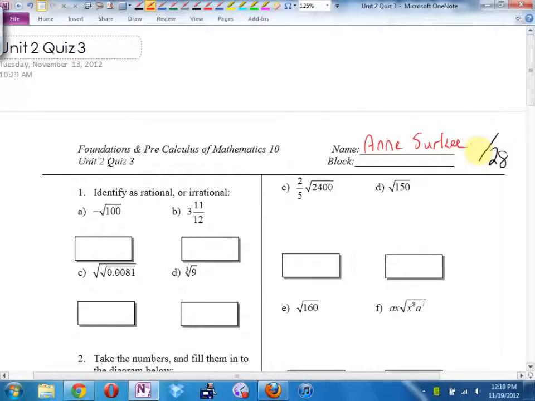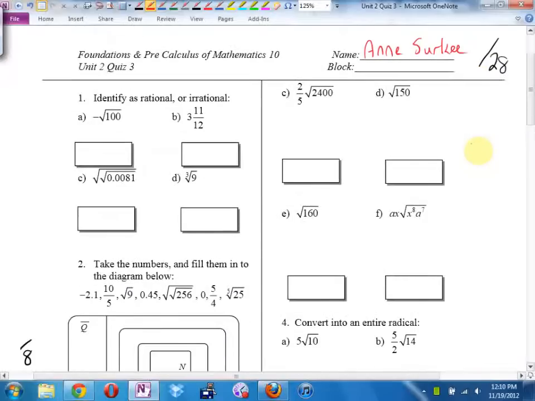My favorite student of all time, Ann Serkey. Identify as rational, irrational. Negative square root of 100. Rational, I agree, which our symbol for which was Q. By the way, what if it said this?